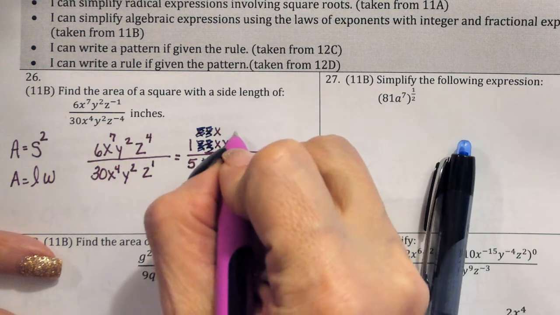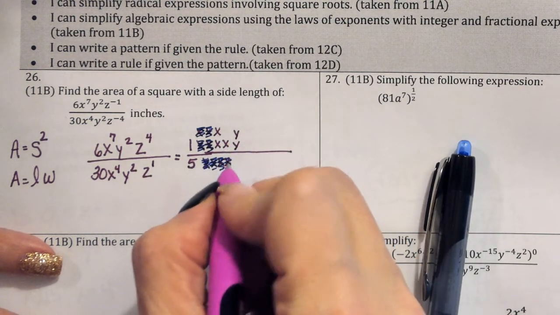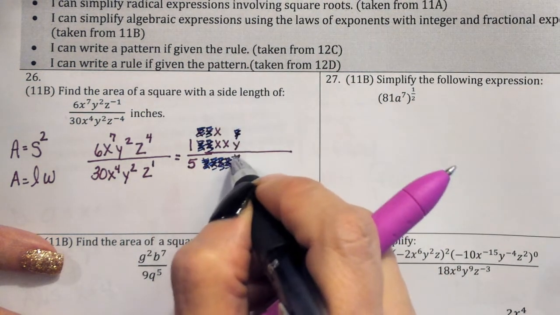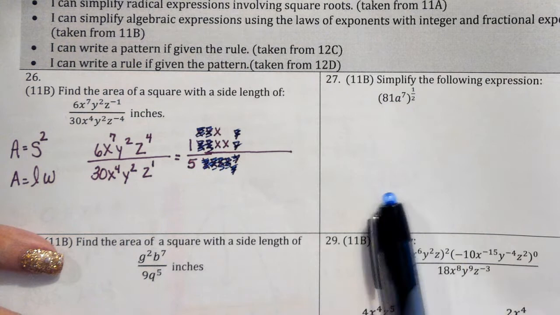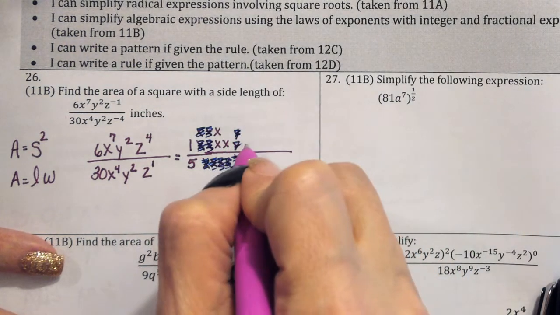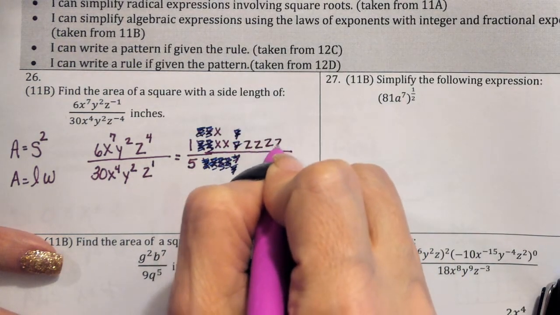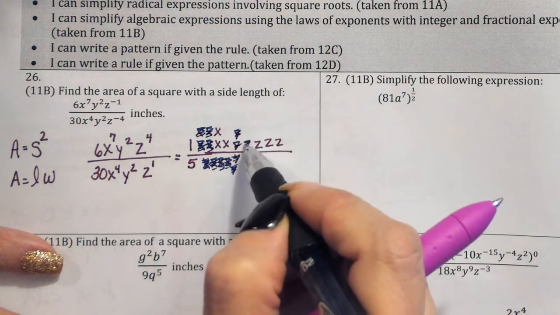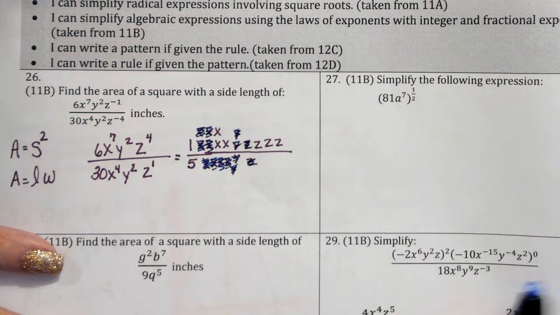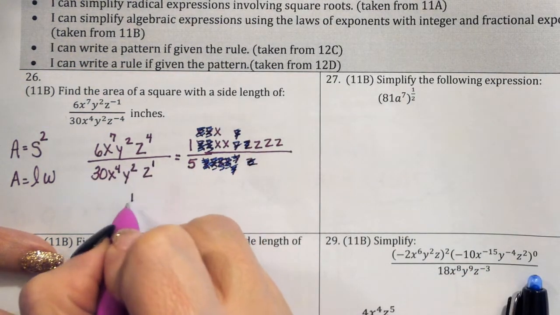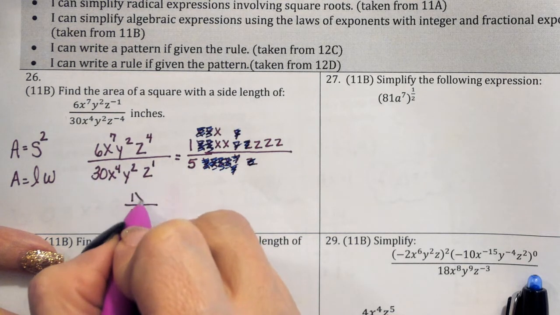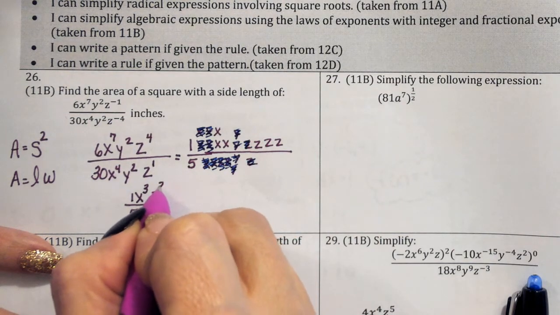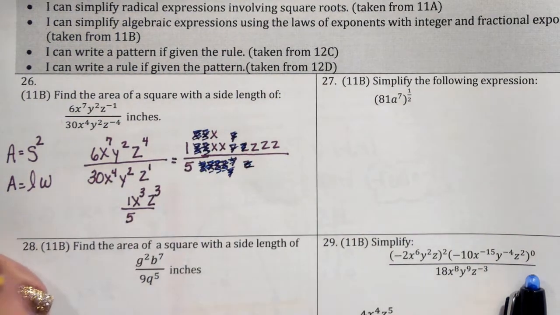I'm going to do the same thing with the y's. I've got 2 y's on top and 2 y's on bottom. What's going to happen? 1 on top, 1 on bottom, 1 on top, 1 on bottom. They're all going to cancel out. The z's, I've got 1, 2, 3, 4 z's on top, and 1 on bottom. I'm going to cross them off. So here's what I've got left: 1 over 5 x to the 3rd and z to the 3rd. Now all that is simplified.